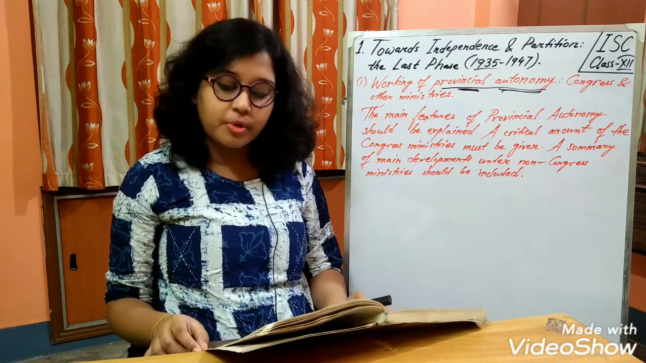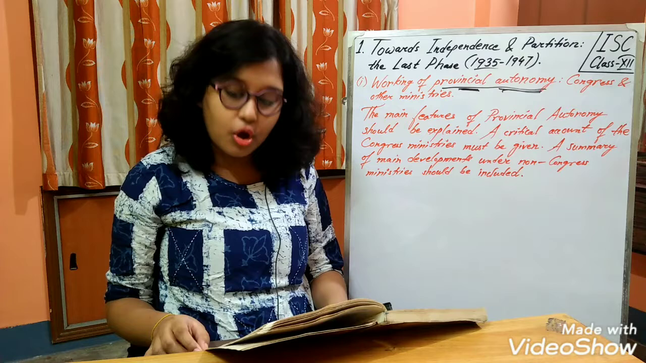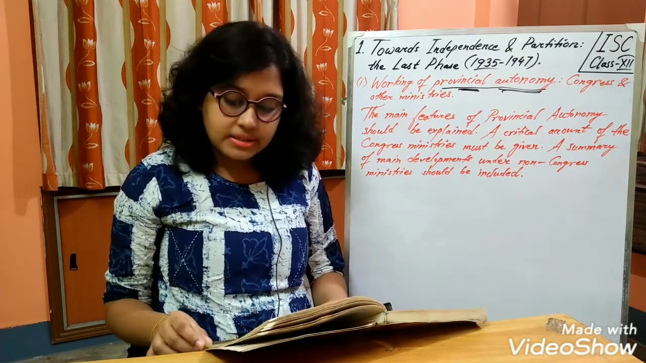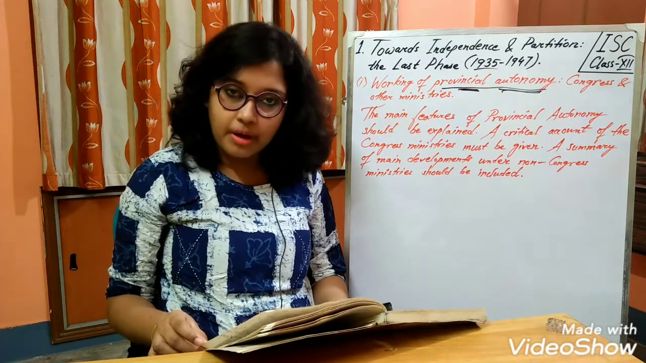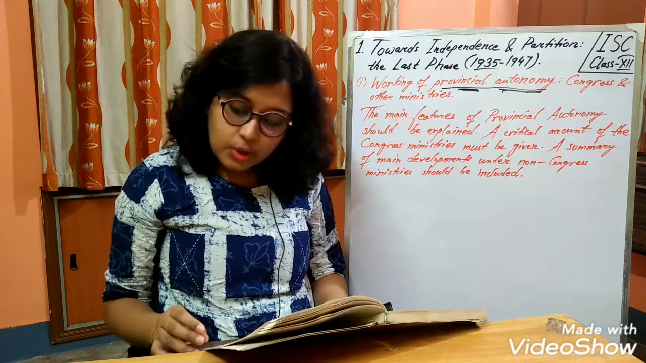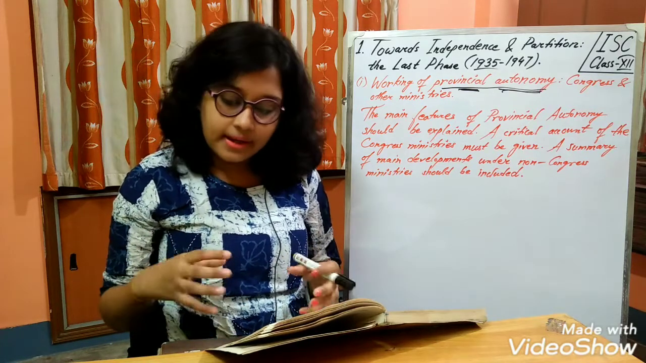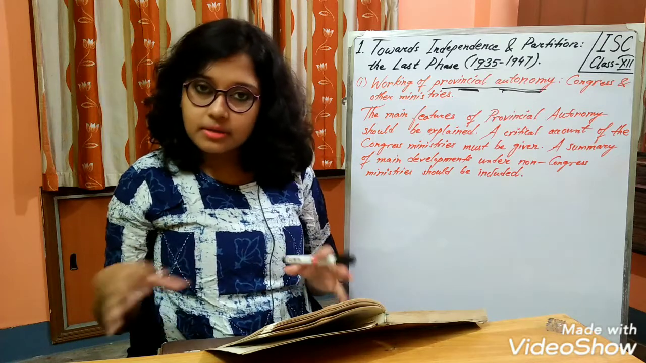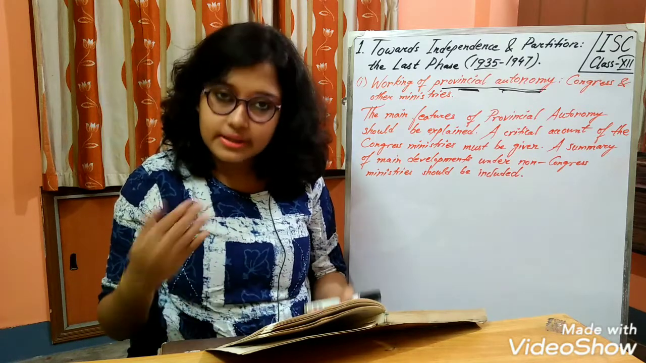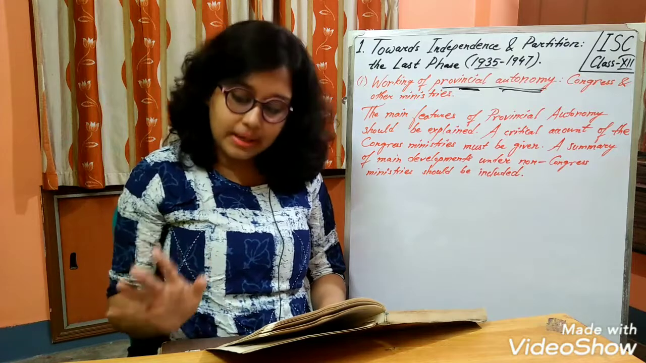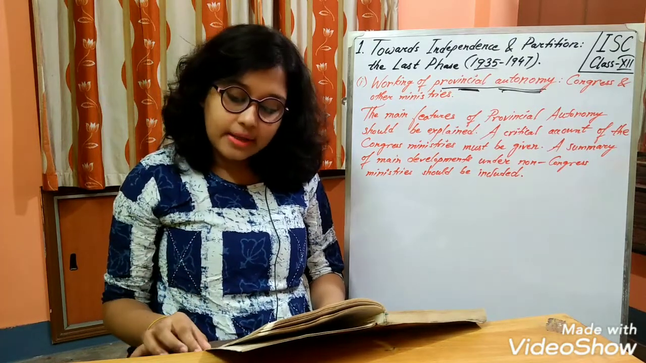Ministers responsible to the provincial assemblies were to control all departments of provincial administration. But the governors were given special powers, like they could veto legislative action. Veto means the power to change anything. For example, the governor has no direct control over something that is happening, but he can veto it. Legislative means law-making power.